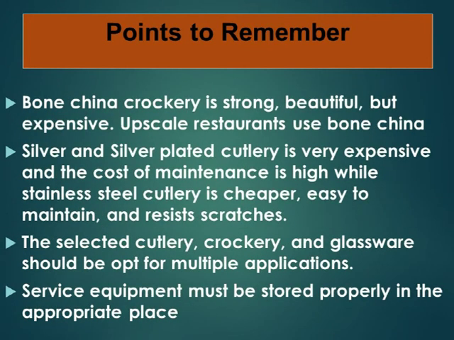Points to remember. Bone china crockery is strong, beautiful, but expensive. Upscale restaurants use bone china. Silver and silver-plated cutlery is very expensive and the cost of maintenance is high, while stainless steel cutlery is cheaper, easy to maintain, and resists scratches. The selected cutlery, crockery, and glassware should be opted for multiple applications. Service equipment must be stored properly in the appropriate place.